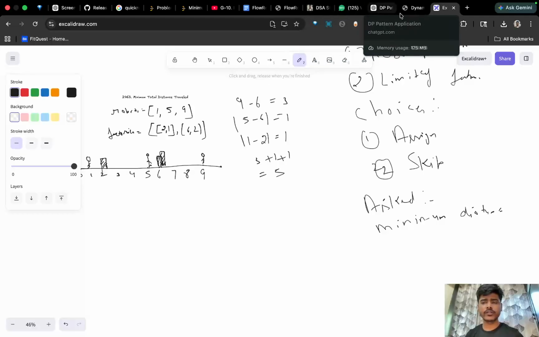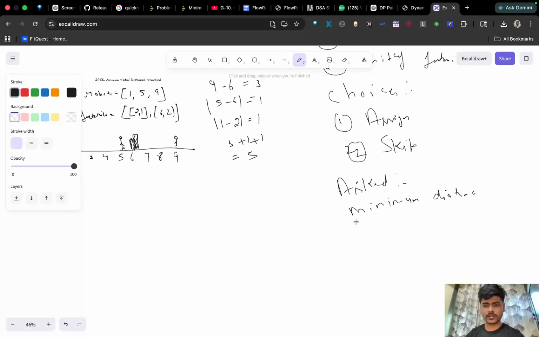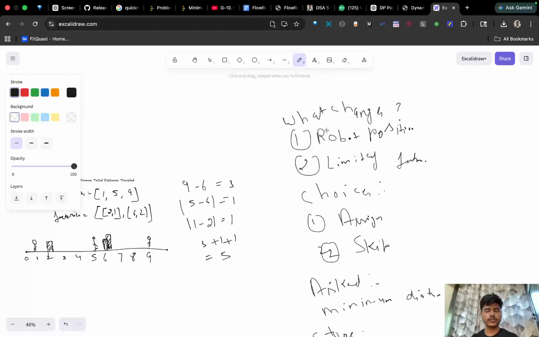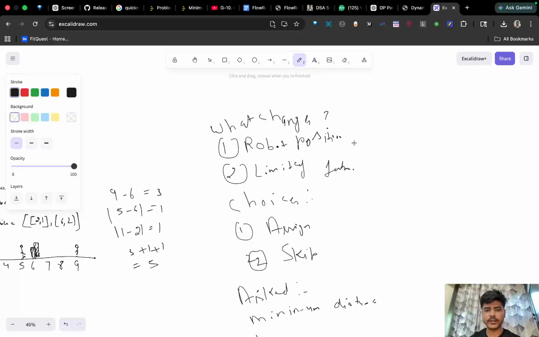The next question we need to ask ourselves is where the answer is stored. How are we going to store this answer? So let's write store. To answer this, first we look at question number one, that is what is changing. There are two things being changed, so it's obvious that we have to take a 2D array to store these two variables. That is, we have to create a table of dp.